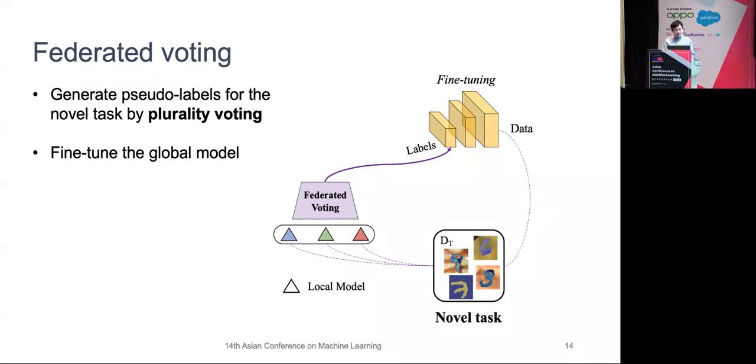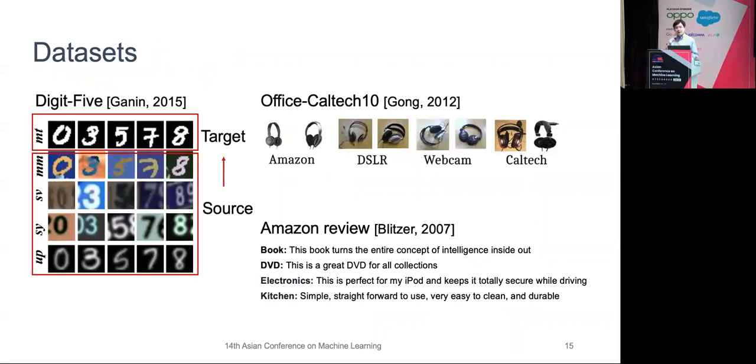Okay, so for the experiments, we performed the evaluation on two image classification datasets and text sentiment classification datasets for different transfer learning tasks. For example, Digit-Five is a collection of five digit datasets, and Office-Caltech consists of office object images in four different domains. And the Amazon Review includes customer reviews from four different categories. We consider different transfer learning tasks for each dataset.